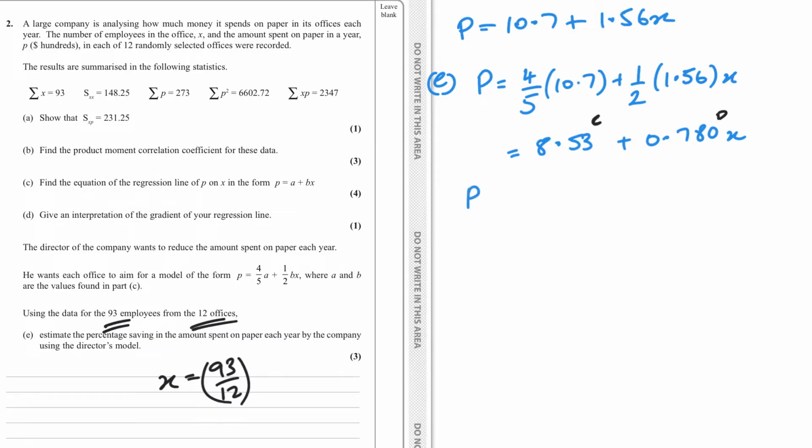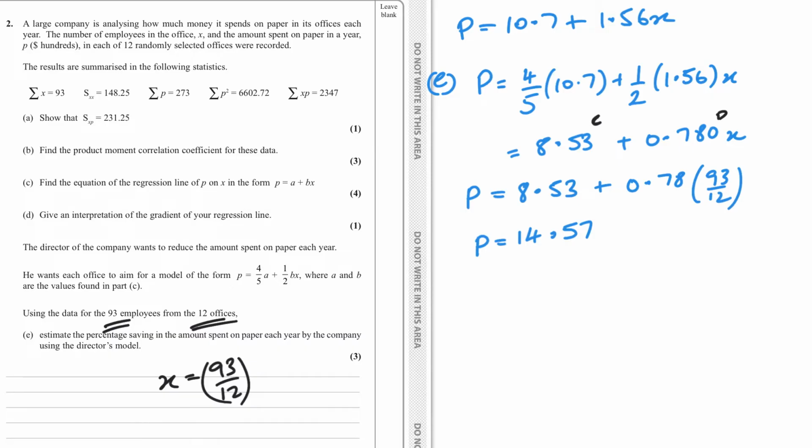So let's look at our P here. We got 8.53 plus 0.78 times our 93 over 12. And that will give me 14.57. Now, we actually also need to compare this with what it would have been originally.